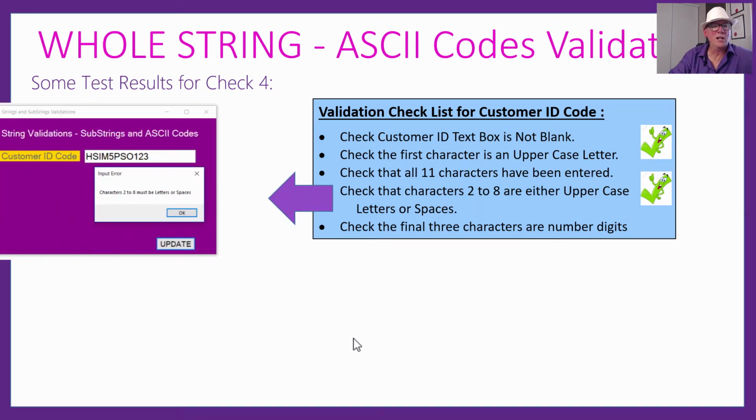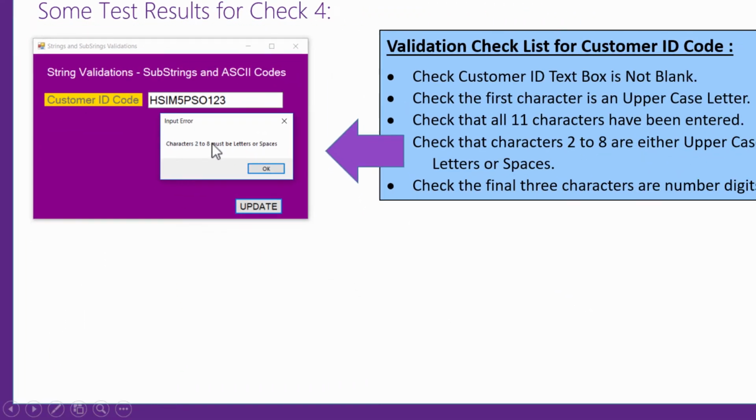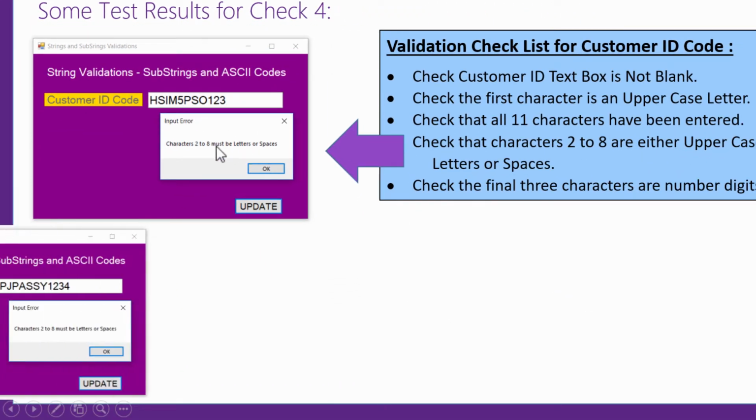So, some test results for checking that. If they type in HSIM5 PSO, that obviously should have been an S, but somehow it's turned out a 5. That's not a letter. This has to be letters or spaces in positions from here. That's position 0, remember, so this is 1, 2, 3, 4, 5, 6, 7. These all need to be letters or spaces. We've got a number in there, game over. Characters 2 to 8 must be letters or spaces. So hopefully they can look in there and go, oh yeah, we're looking in this part here, that's 2 to 8 for characters. Oh, we got a number in the middle there. That's what's wrong, and they can backspace and fix that.